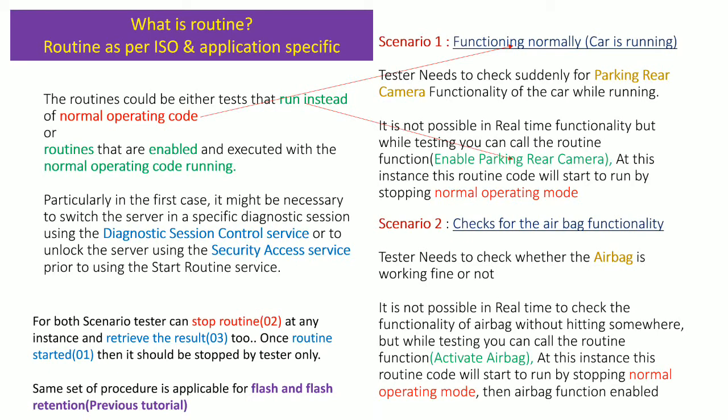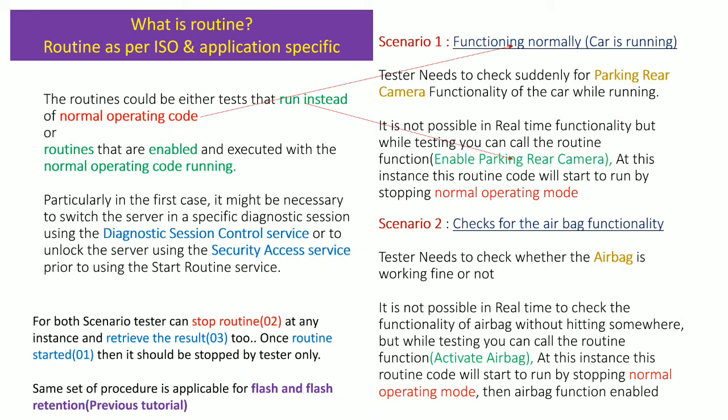Once the routine is started with subfunction 01, it can be stopped at any instant, and you can retrieve the results after it completes. Then it should be stopped by the tester. That means whenever you start the routine, the tester should stop the routine. Otherwise, the routine will not stop. It will keep on running. The same set of procedure is applicable for the flash and flash retention in the previous tutorial. I guess you got some knowledge on this routine.